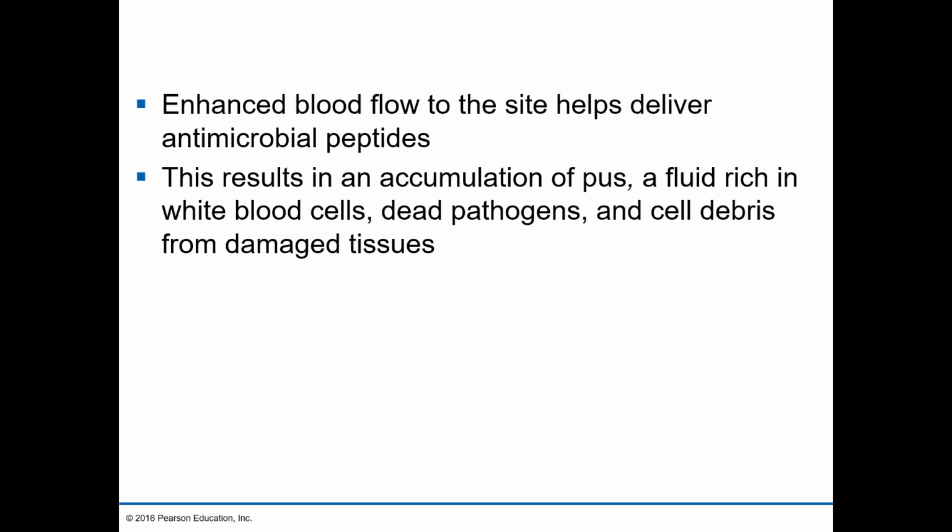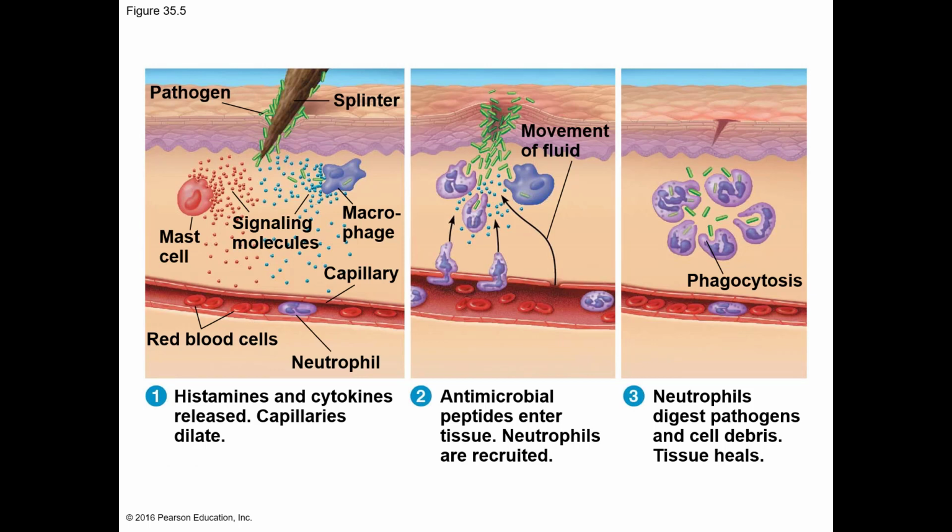And so you usually will get an accumulation of pus, which is fluid-rich white blood cells. And it's also just other junk like debris and dead pathogens and damaged tissues. It's just trash. And either the body will reabsorb it or it grows so large that you have to have it lysed or something like that. But basically, that's what pus is. It's an accumulation of white blood cells and junk. It's an indication that there was an infection at that initial site.